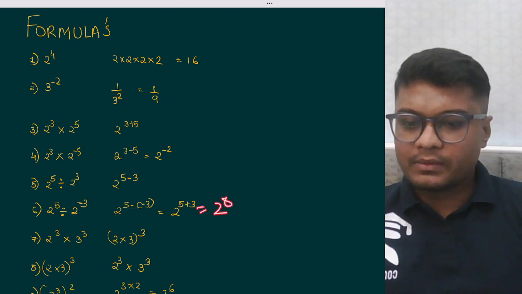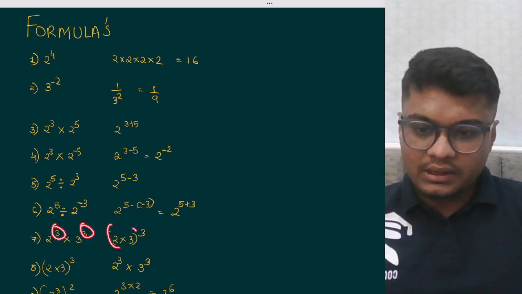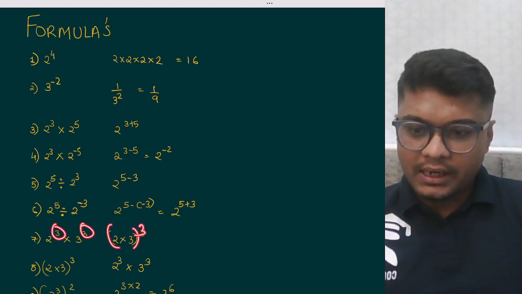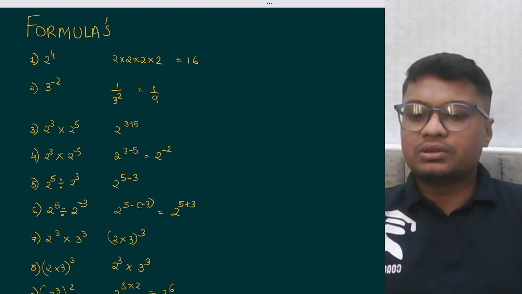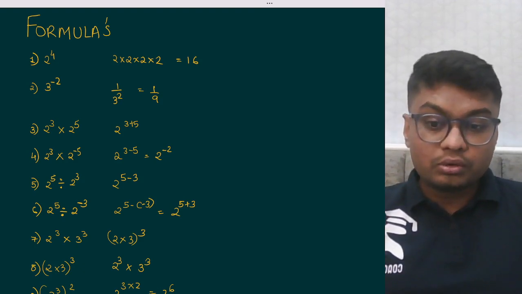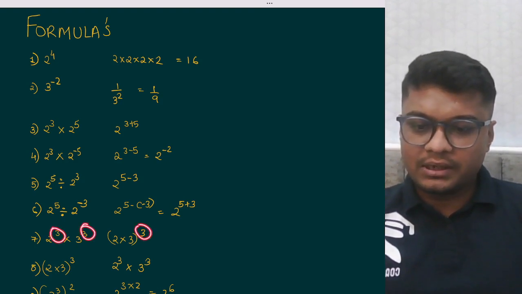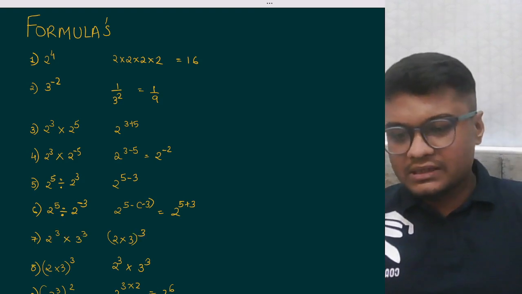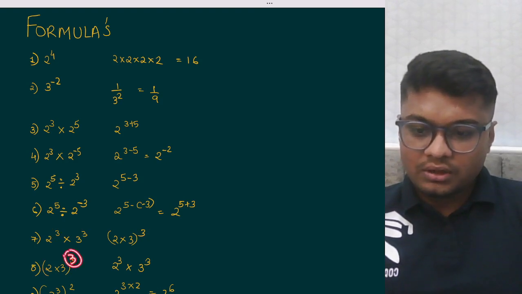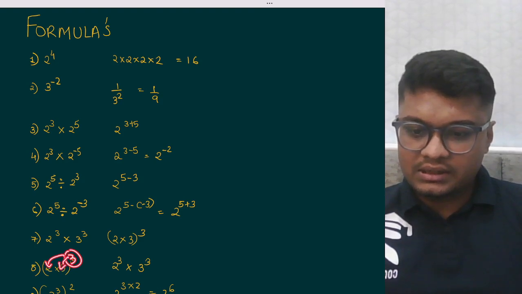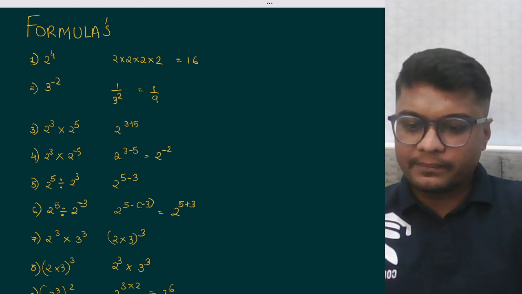that is 2 raised to 8. Now if we have the same powers, we can take the power as common and the bases get multiplied. So if we have 2 raised to 3 into 3 raised to 3, it will become 2 into 3 the whole raised to 3. So if the powers are the same, they can be taken as common. And vice versa, if we have 2 into 3 the whole raised to 3, this 3 will go to this and this. So we get 2 raised to 3 into 3 raised to 3.